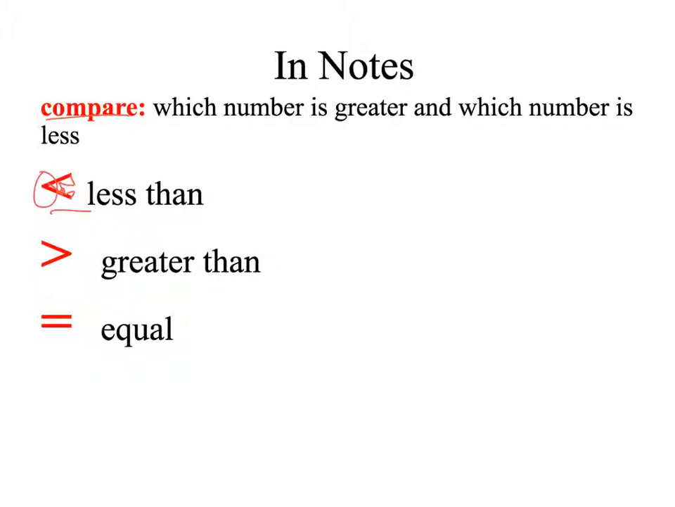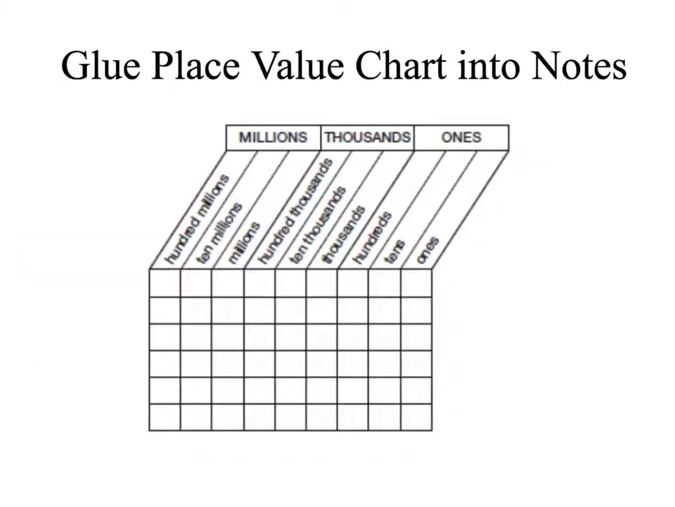The second symbol is the greater than symbol. Again, the small end is pointed to the smallest number. The large open end is pointed to the large number. And the last symbol is the equal sign. So if you're comparing numbers, they could be equal, and we would put the equal sign in between. Go ahead and glue this place value chart into your notes. We're going to use this to help us compare numbers.